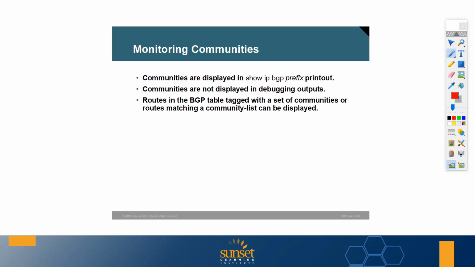As I'm debugging BGP updates, for instance, you will see BGP community strings being sent in those updates when using the debug commands. They show routes in the BGP table tagged with a set of communities, or routes matching a community list can also be displayed based on a community string or a community string access list as well. So I can filter what we have in my BGP table by looking at a community string as well.